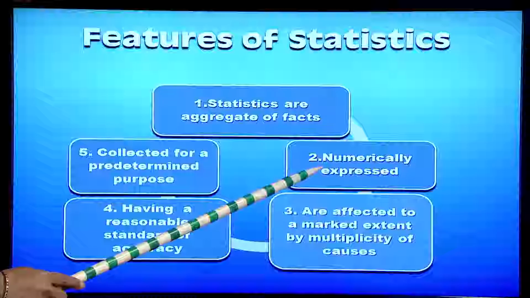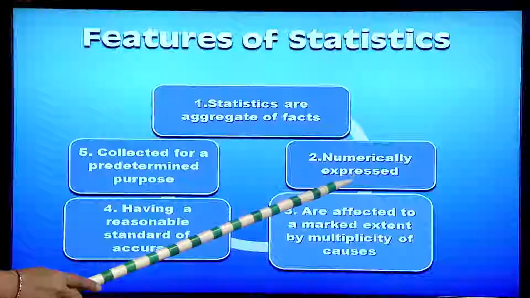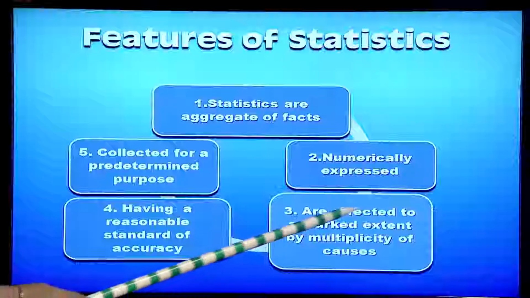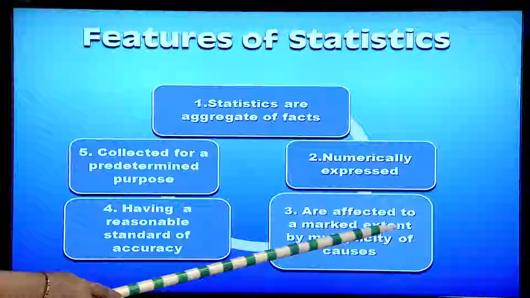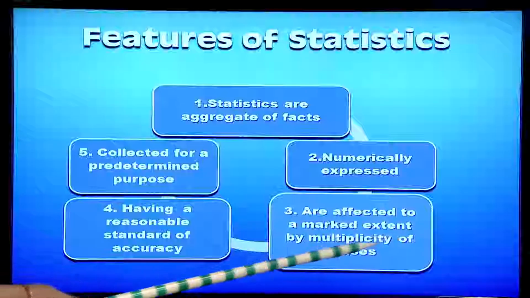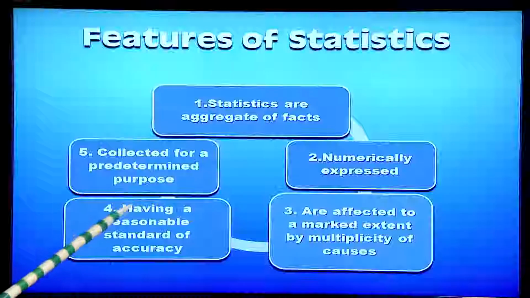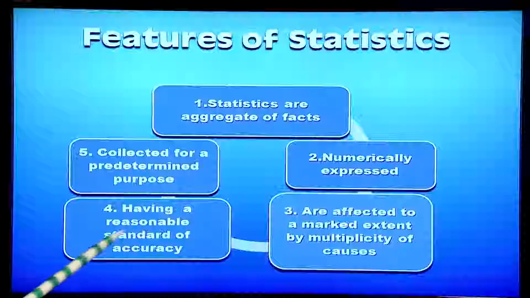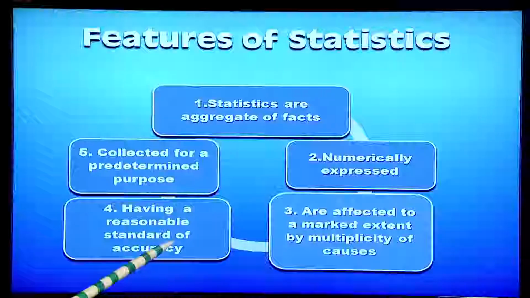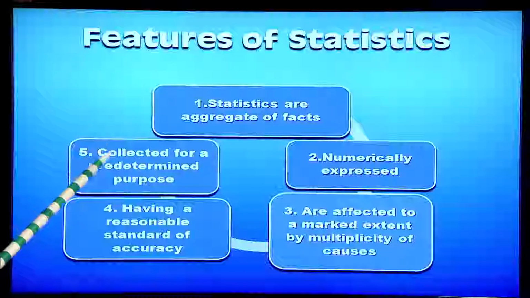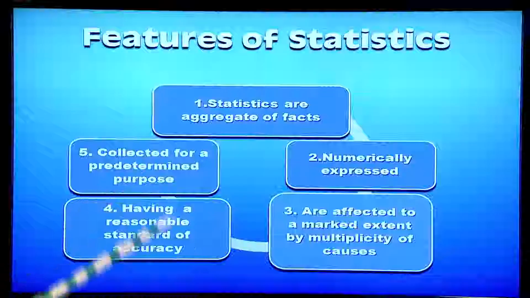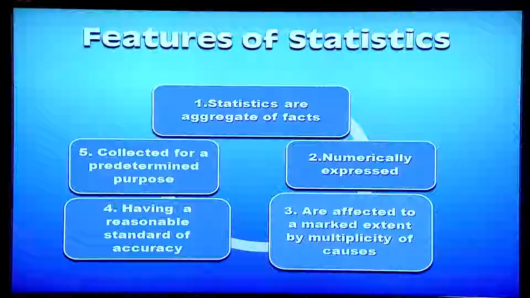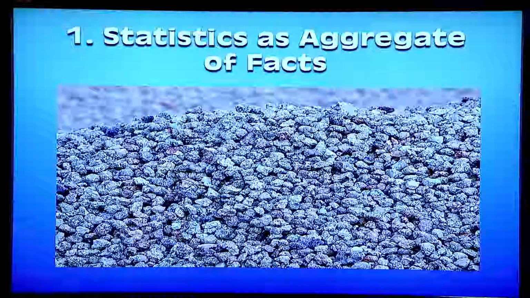Second, statistics are numerically expressed. Third, they are affected to a marked extent by multiplicity of causes. Fourth, they are collected so that they are having a reasonable standard of accuracy, and fifth, they are collected for a predetermined purpose. Now, we need to understand each one of these.